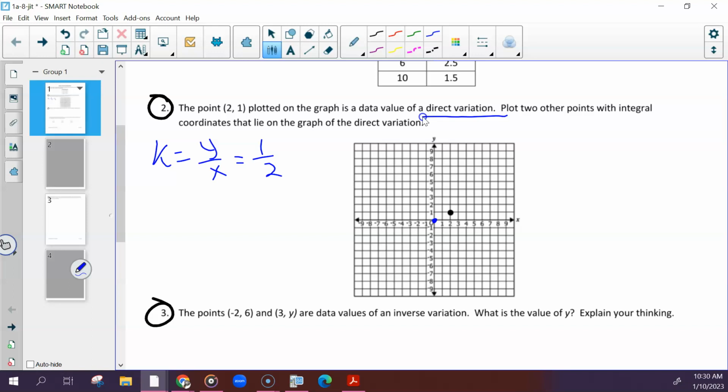So somewhere on here, go up 1 to the right 2, down 1 to the left 2. Maybe you want to do that 3 times and it be some point over here. Doesn't matter. You just need 2 other points on there that matches. Questions on that?